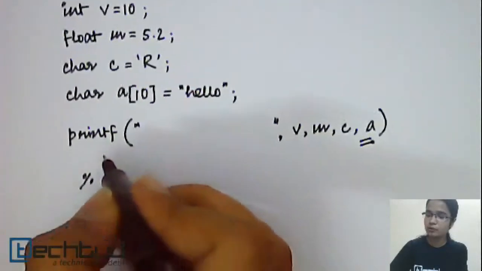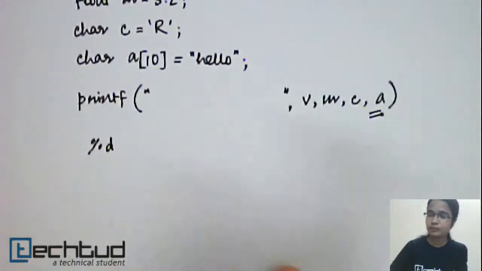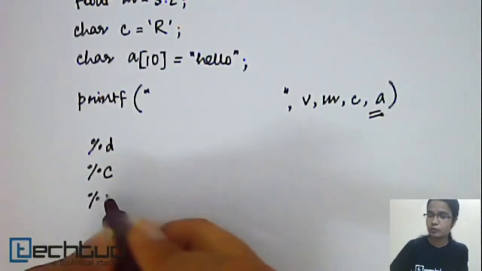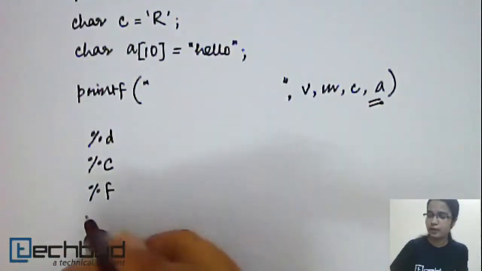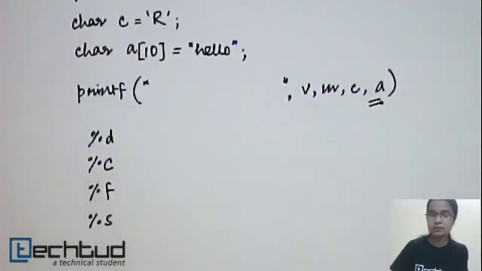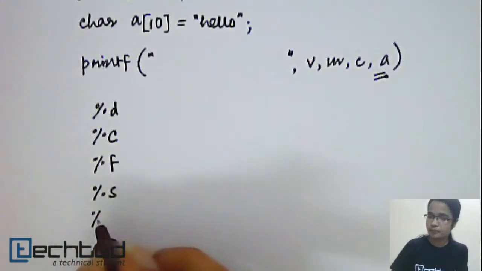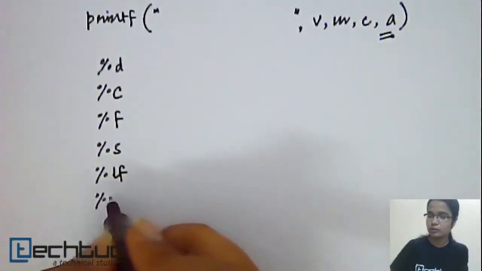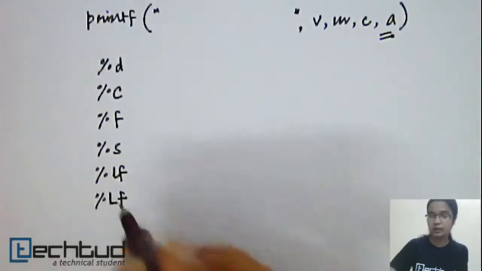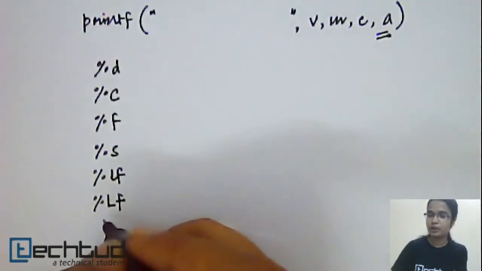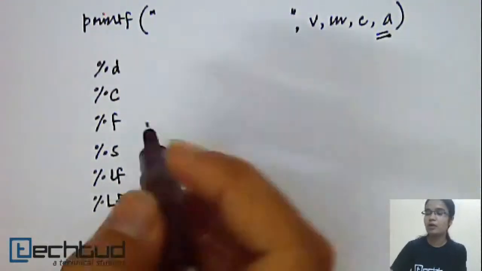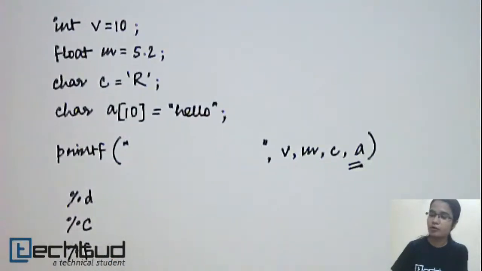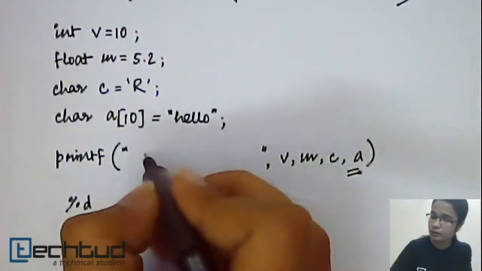The percentage sign, and then for integer we write %d, for character we write %c, for float we write %f, for character string we write %s, for double we write %lf, for long double we write %LF, and like this there are so many other types of variables, and we have different format specifiers for each of them.